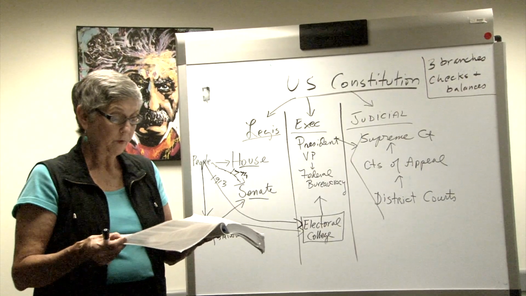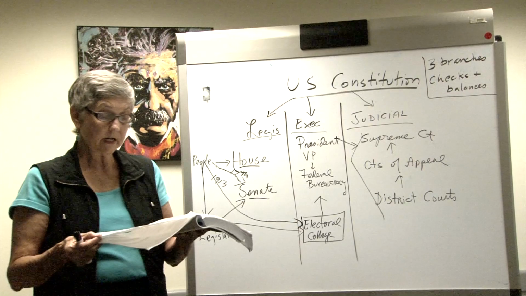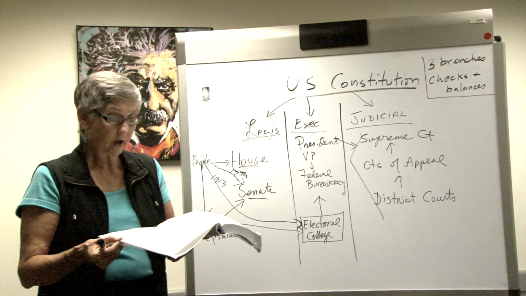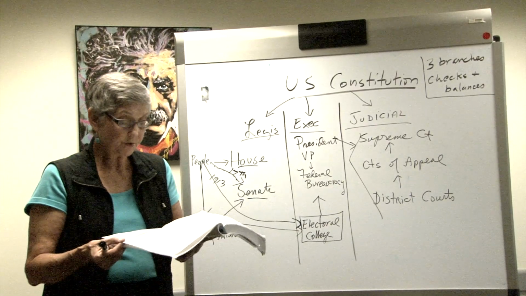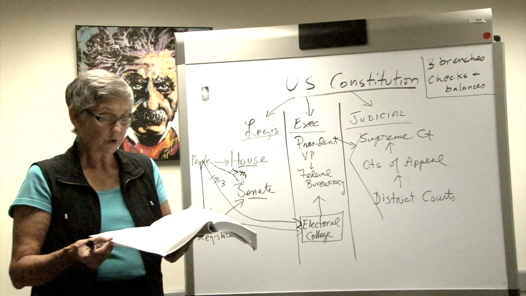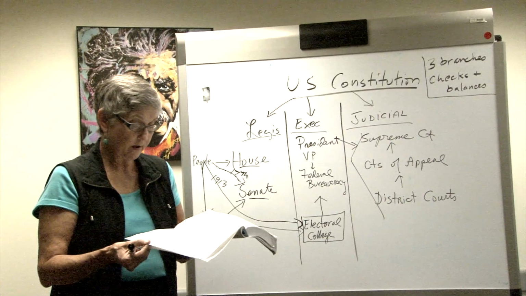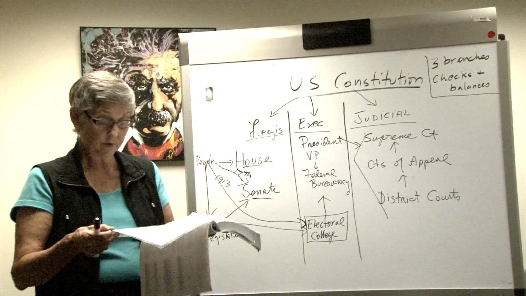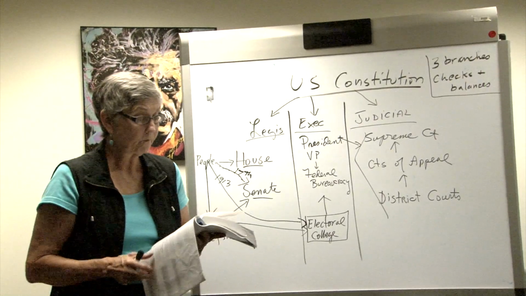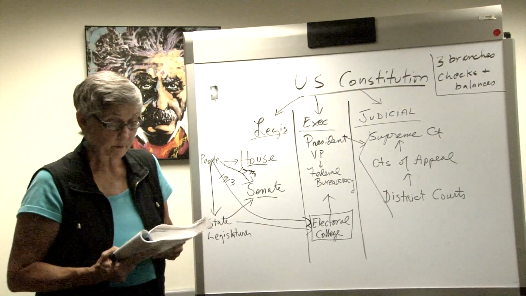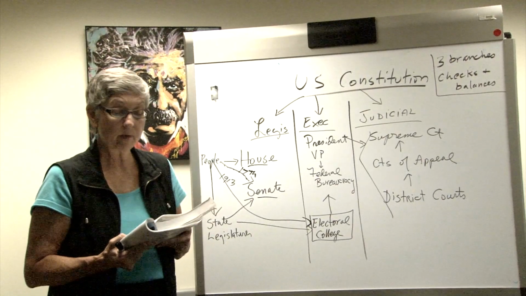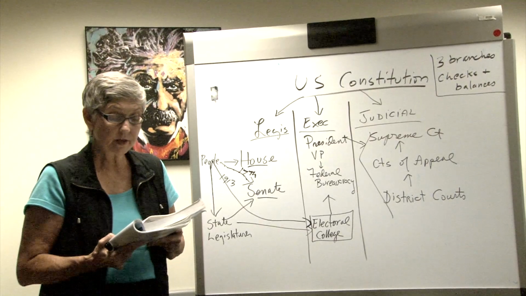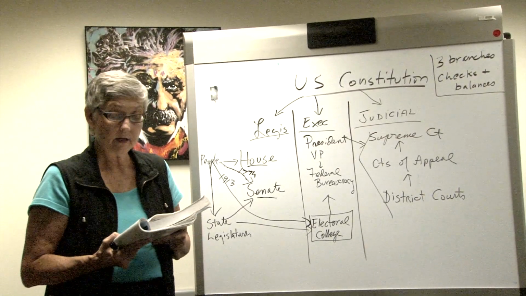He shall have the power, with the advice and consent of the Senate, to make treaties, provided 2/3 of the senators present concur, and shall nominate and appoint ambassadors, other public ministers and consuls, judges of the Supreme Court, etc., etc. The president shall have power to fill up vacancies that happen during the recess of the Senate. And then it says, the president shall from time to time give to the Congress information of the state of the Union, and recommend to their consideration such measures as he shall judge necessary and expedient.